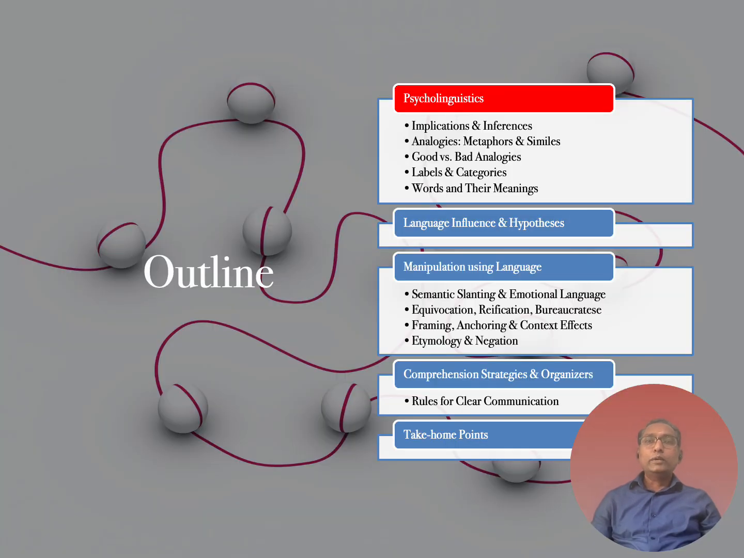Okay. So in this particular unit, these are the topics that we will go over, and here's a quick outline. First, we'll talk about the psycholinguistic, which is the study of how people learn and use language. Then we'll talk about the relationship between language and thought. Then we'll talk about how people manipulate using language in a specific way and be aware of that. Then we'll talk about the importance of comprehension. Then we'll end by summarizing everything.